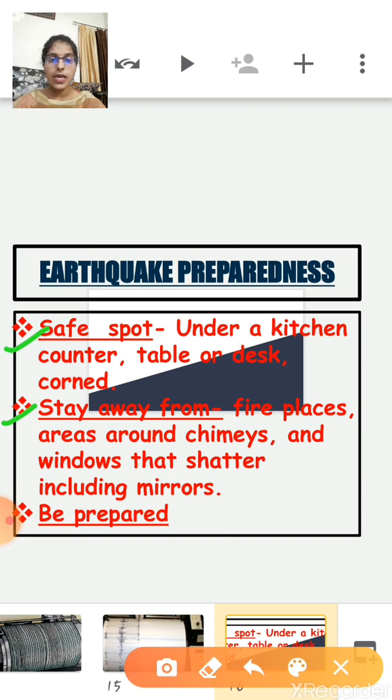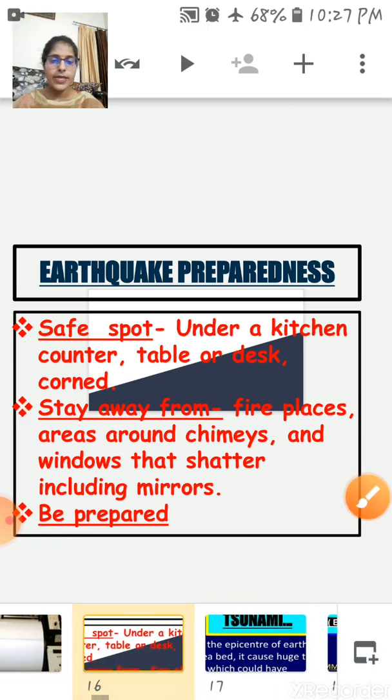The second thing is, during an earthquake you have to stay away from fireplaces, areas around chimneys and windows that shelter, including mirrors or picture frames. And the third one is be prepared. It is very important to spread awareness among your friends, your family, your relatives, and always be ready to face this kind of disaster confidently, right?